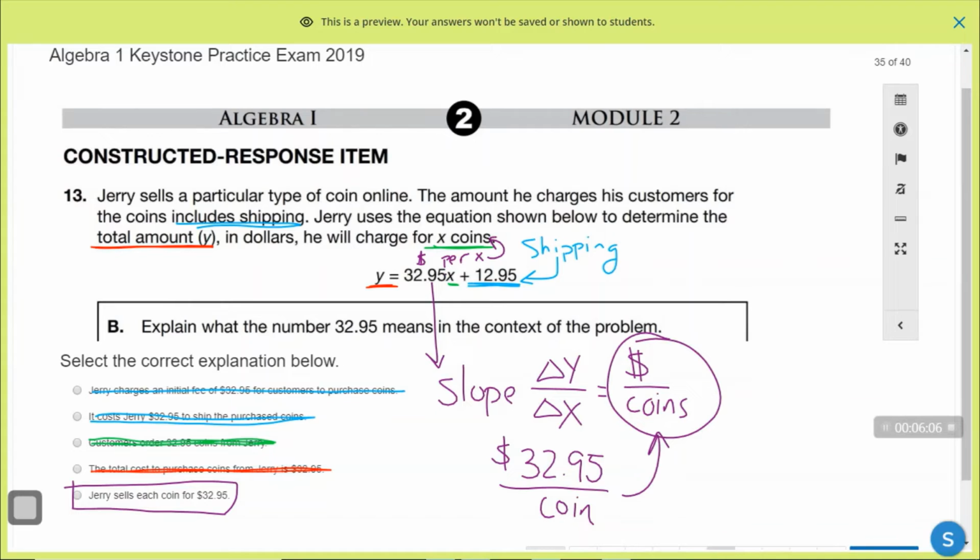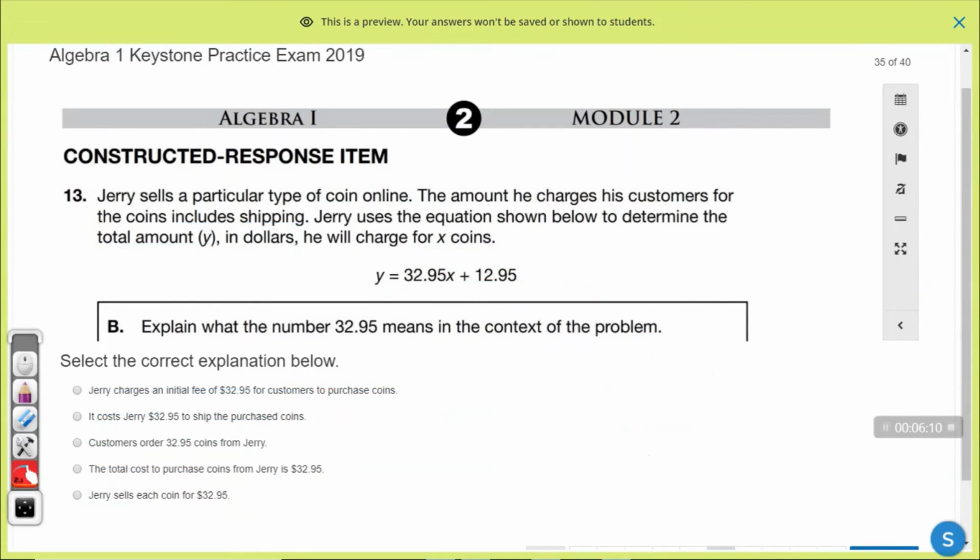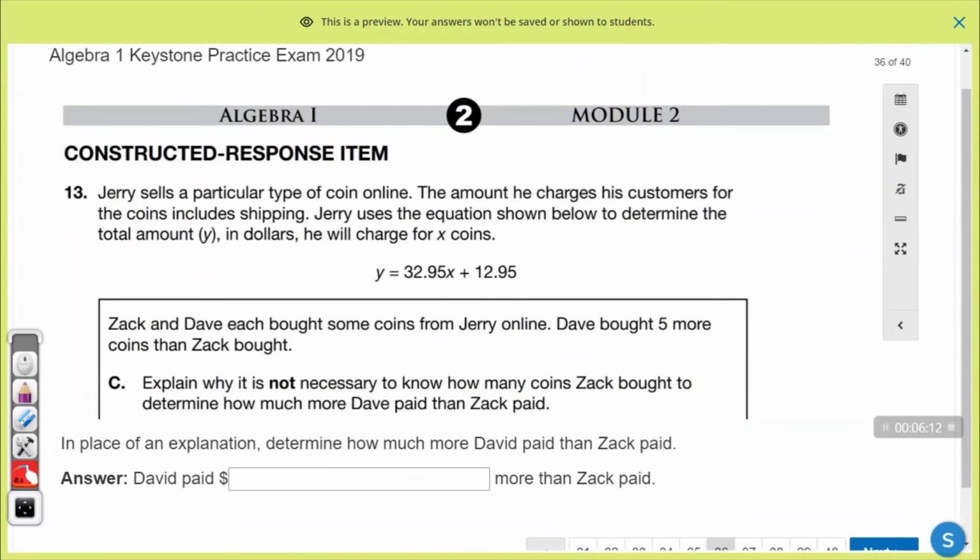In other words, our cost per coin. All right, so that's what we see down here. That's why that last one is my option. Let's take a look at the next part, part C.